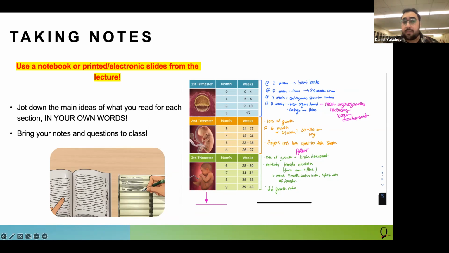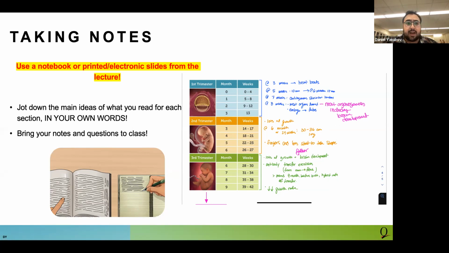And they're all in my own words. So you see, I took a whole 3-sentence paragraph and I made it into one little line. At 3 weeks, heart starts to beat, stuff like that. So that's how you can take notes from a textbook.